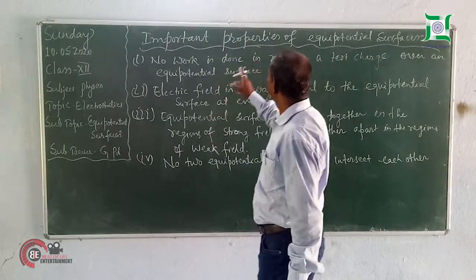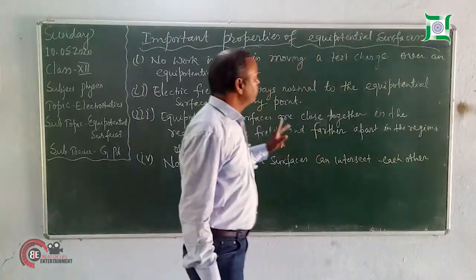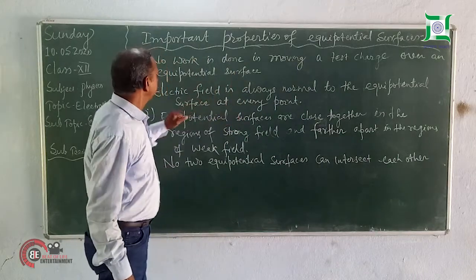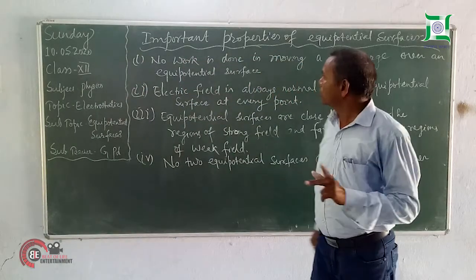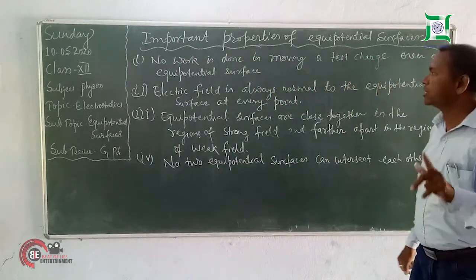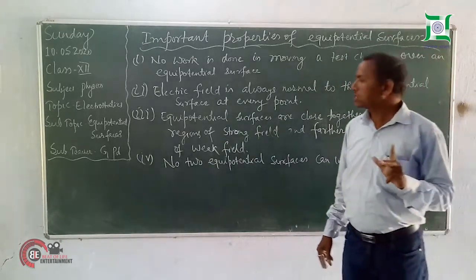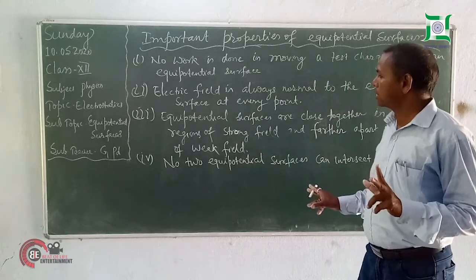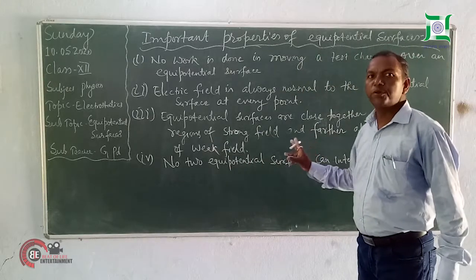Here are some important properties of equipotential surfaces. समविभव सतह के कुछ महत्वपूर्ण गुण क्या क्या हैं, देखें. First, no work is done in moving a test charge over an equipotential surface. It means when we consider an equipotential surface, there will be no work done in moving a test charge.